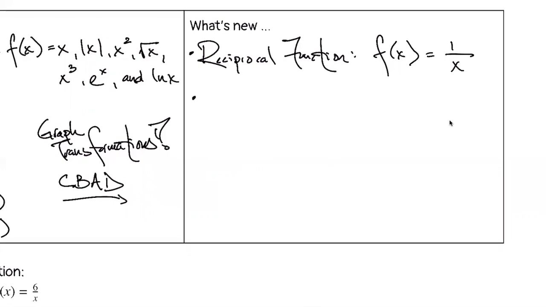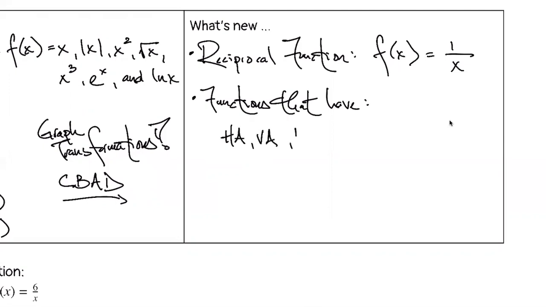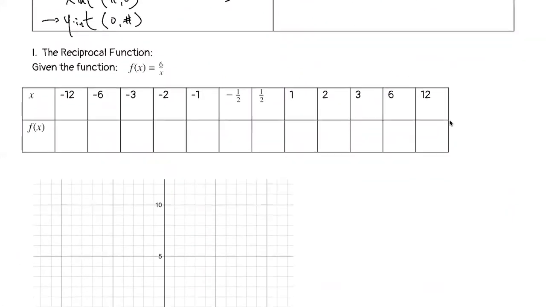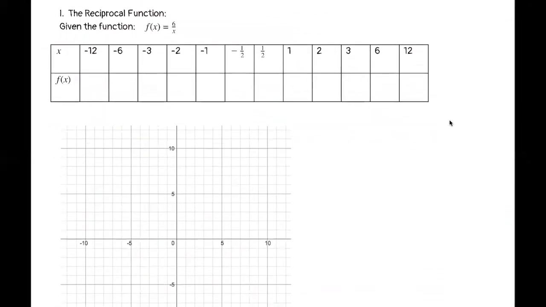And then when we meet during class, we're going to take a look at functions that have a whole bunch of weird things happening. They have horizontal asymptotes, vertical asymptotes. They might even have holes in the function, okay, or points that are missing from the function. And we're going to take a look at that as a class together on Monday. Okay, so that's our what we know and what's new. So let's get started by talking about our reciprocal function, okay?